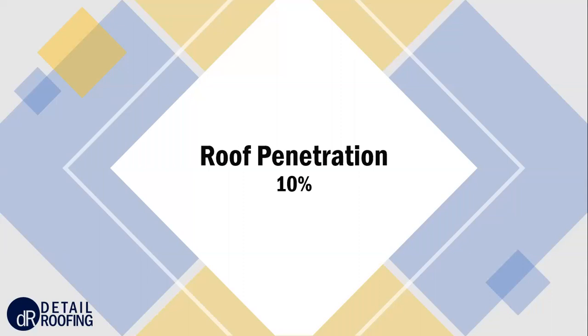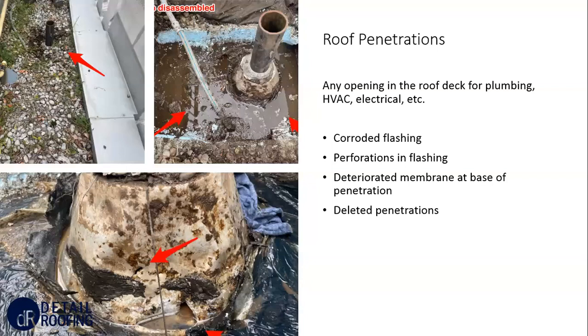So that's actually a nice segue into what resulted in 10% of the leaks that we looked at last year, which is roof penetrations. When we're talking about roof penetrations, it is any opening in the roof deck for plumbing, electrical, HVAC, anything of that nature. Very commonly what we're seeing with the flashing at these penetrations that's leading to leak issues is corrosion occurring in the flashing, perforations either from that corrosion or from other causes, and deterioration occurring at the membrane that is roofing in the penetration.